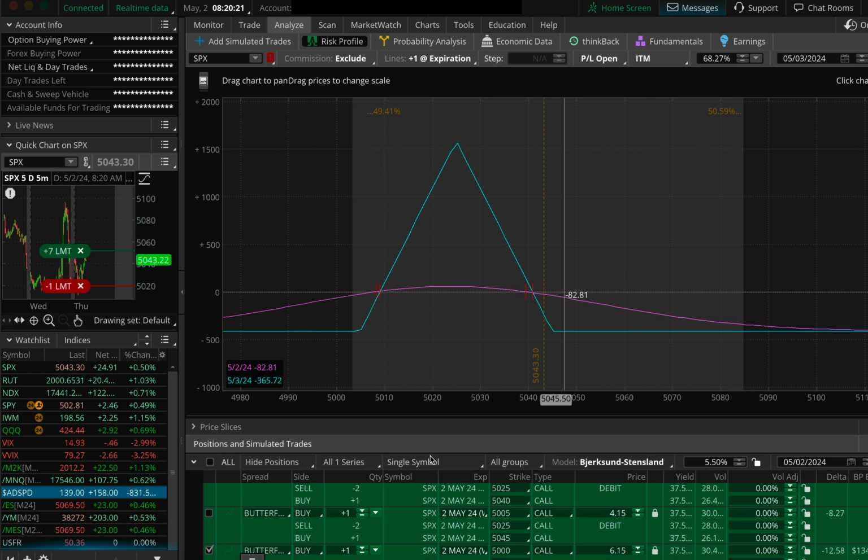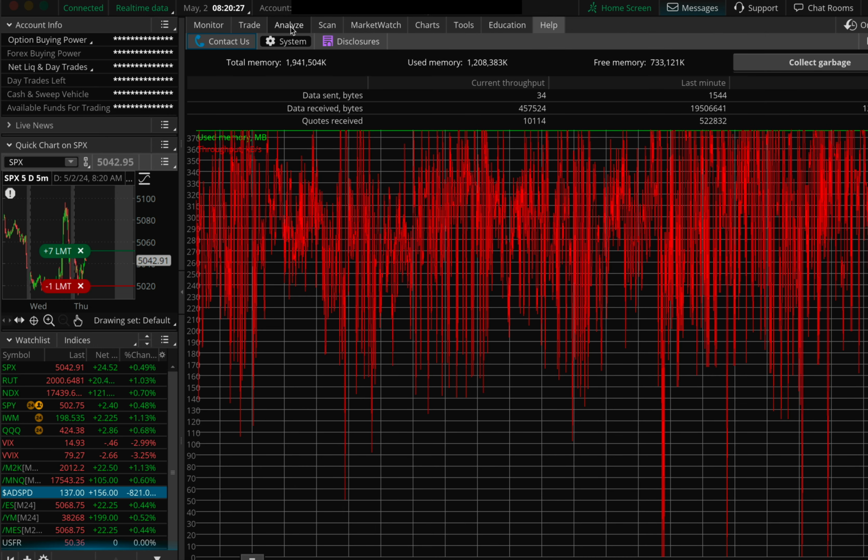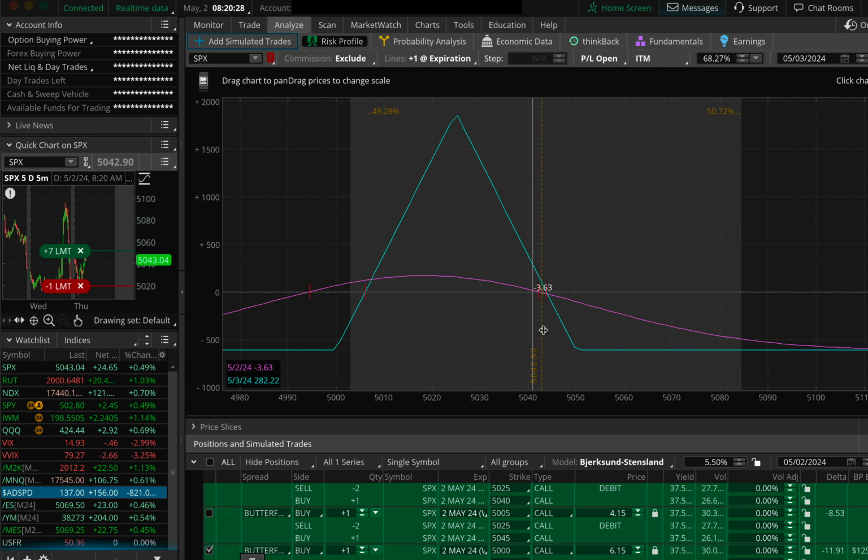Is this the 25-point wide? I can't tell if it's updating or not. Okay, so the 25-point wide is right here. We're just barely inside the tent, and we're showing a loss of about 25-ish. Yeah, say break even to minus 25.